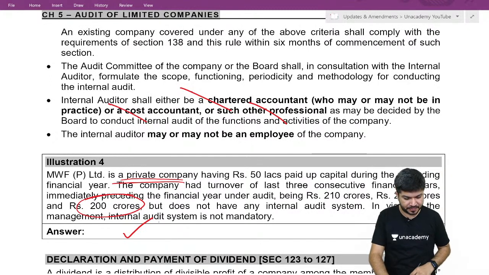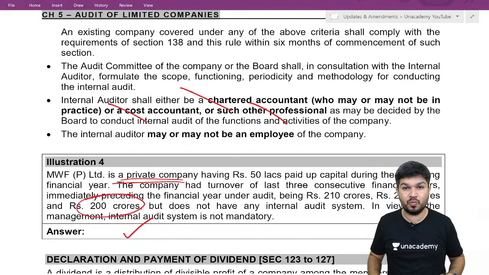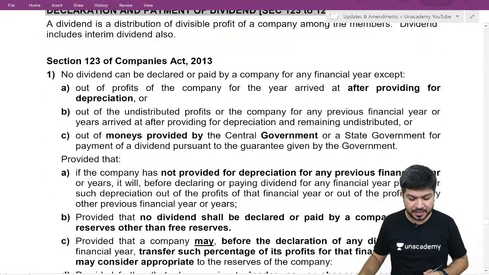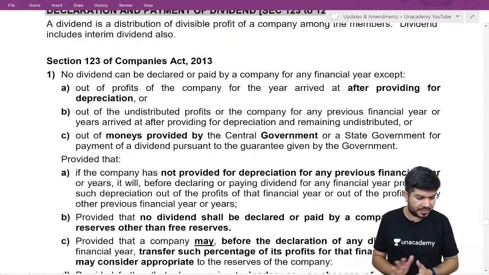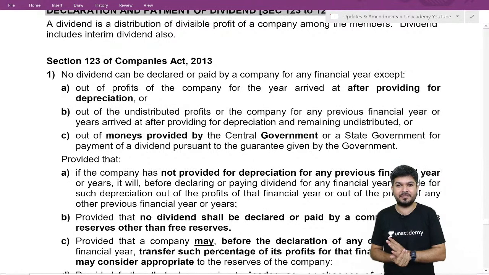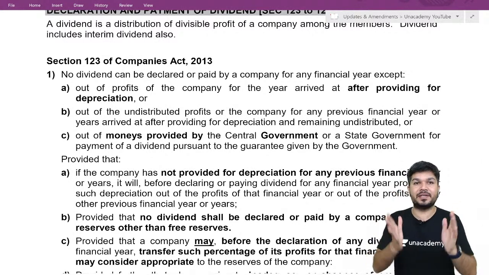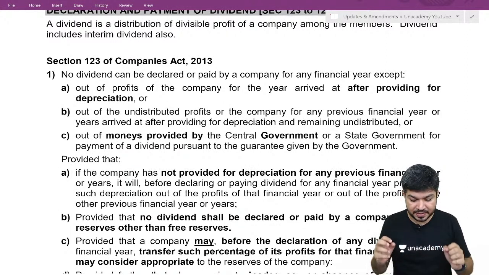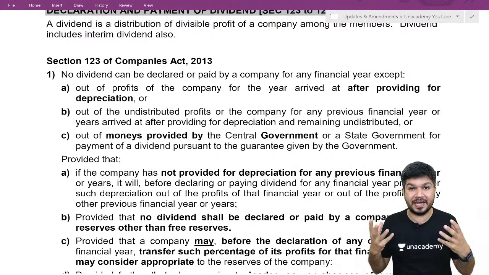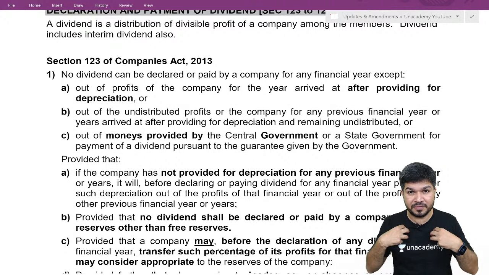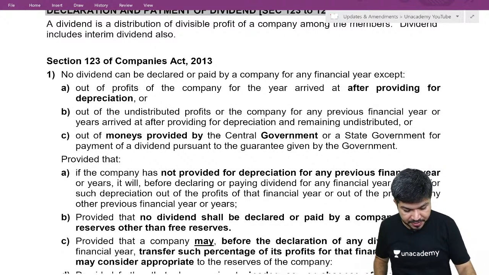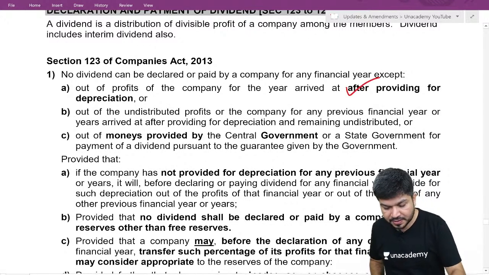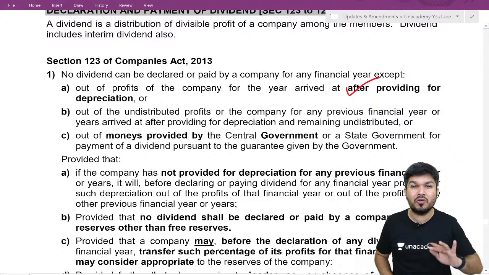Did you understand? Next, sections 123 to 127 are related to dividend. Okay, section 123. Now they say that dividend can be declared either out of current year's profit after providing depreciation. See the word written, either current year profit after providing depreciation or out of past profit.